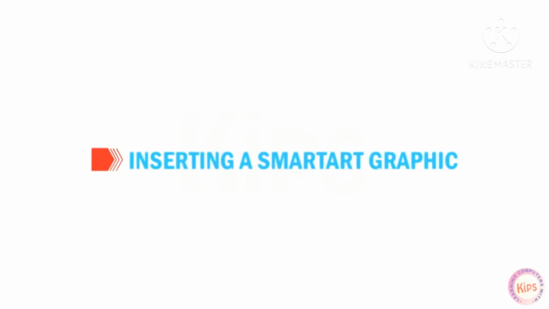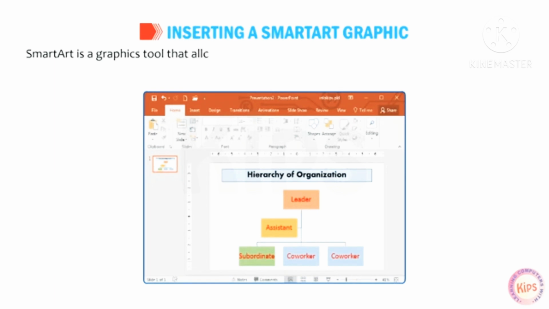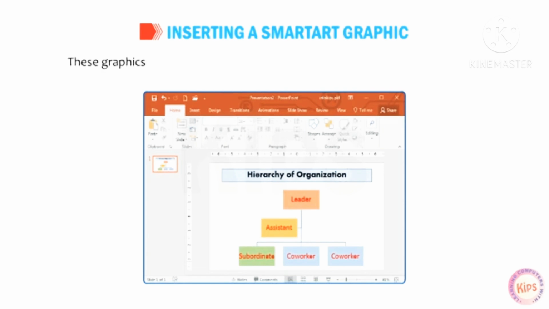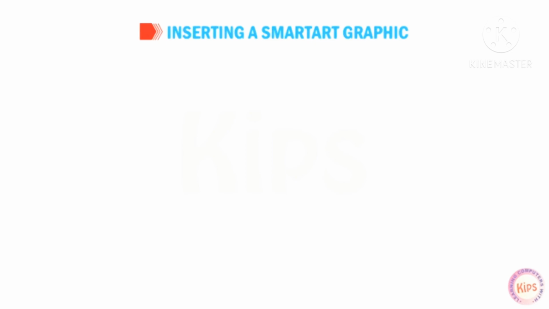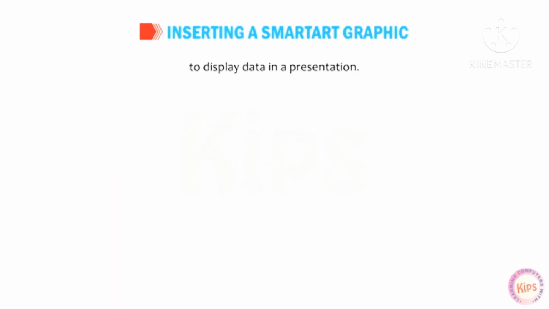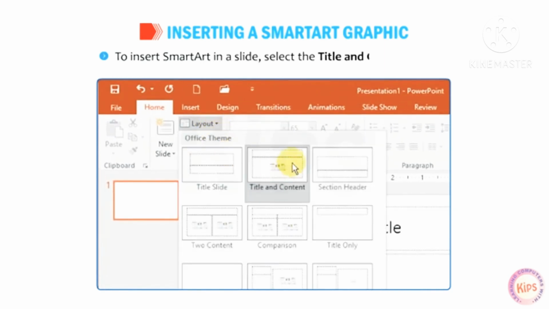Let us find out how to insert a Smart Art graphic. Smart Art is a graphics tool that allows you to present data or information with graphics instead of using text. These graphics help in conveying our ideas and messages easily and effectively. It contains a variety of graphical layouts like pyramids, list, hierarchy, matrix, etc. to display data in a presentation. To insert Smart Art in a slide, select the title and content layout.